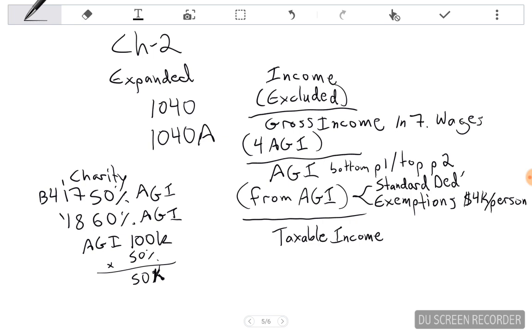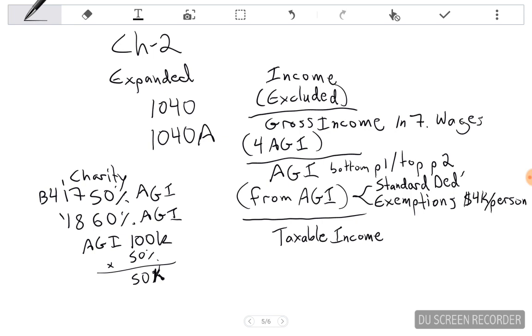Now, do we still need to know dependency rules? Like, if we're going to claim a child or claim somebody, we'll talk about that later in this chapter. Do we still need to know those? Yes, we still need to know those most likely because they'll use those to calculate certain tax credits that benefit you. So you still need to know dependency rules, which we'll talk about in a little bit, for claiming certain tax credits. Okay, so that's an overall way your taxable income is calculated.